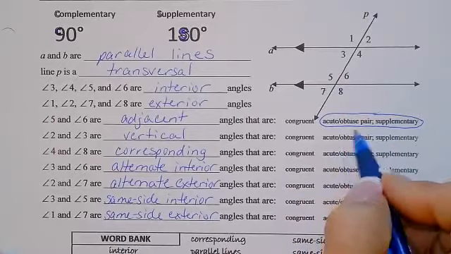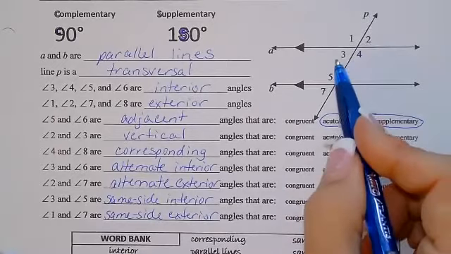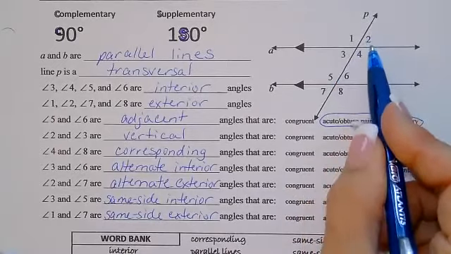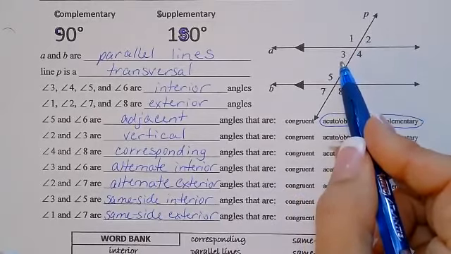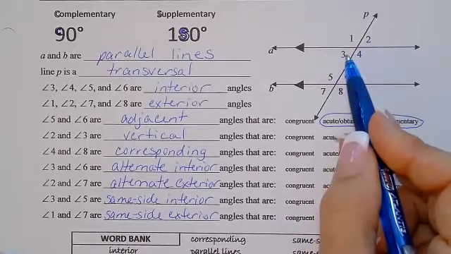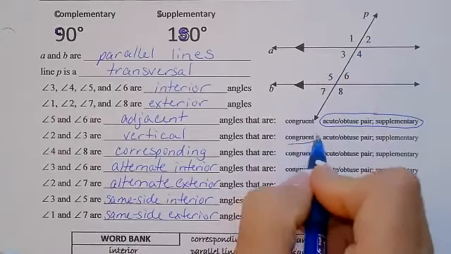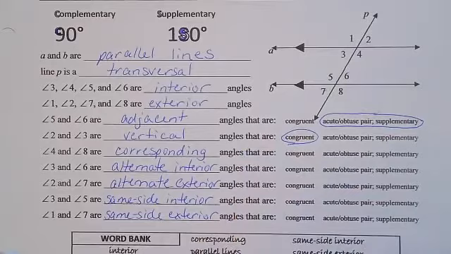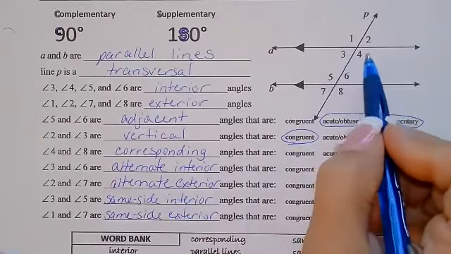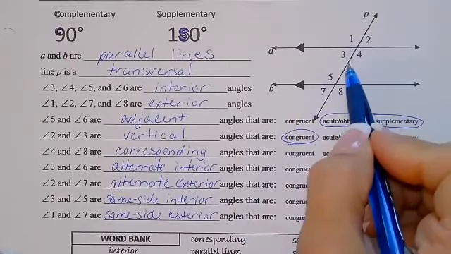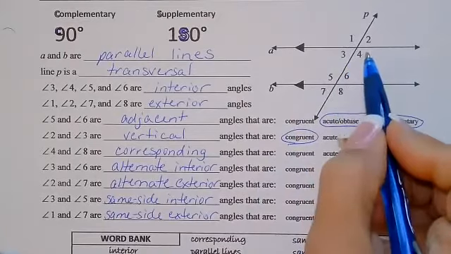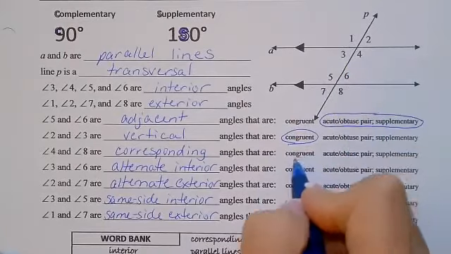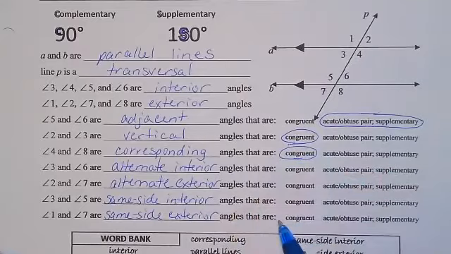Next are the vertical angles, like 2 and 3. So if I look at angle 2, it's acute. And if I look at angle 3, it's also acute. So these angles are congruent. Angles 4 and 8 are corresponding. This is an obtuse angle, and so is 8. So both of them are congruent. They are both obtuse.